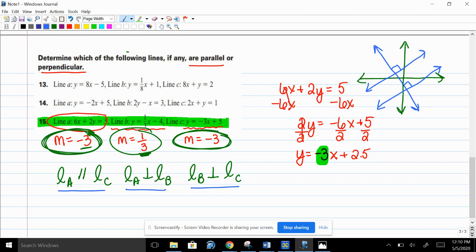Again, I'm going to say it again. The number attached to the x is the slope when the equation is written in slope-intercept form. If it's not in slope-intercept form, you have to rewrite it in slope-intercept form so that the numbers are accurate, for lack of a better way of saying it. Okay, guys? Good luck.